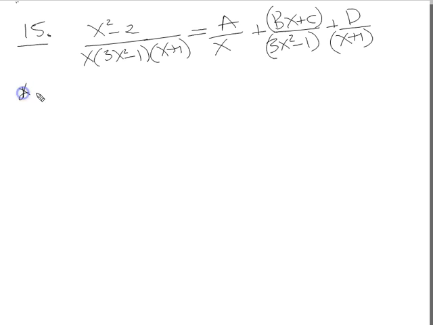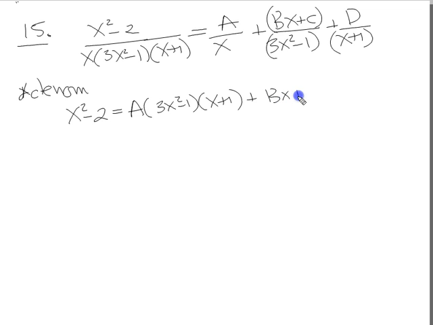Let's multiply by the denominator all the way through. And what does that give us? On the left we'll have x squared minus 2. And then essentially cross multiply is what we're doing. So it'll be a times these two times the x plus 1 plus the bx plus c. More than one term we need a bracket times these other two. Yeah? And then plus d times the two that remain. Times that. That's it. There we are then. That's what we've got. Good.